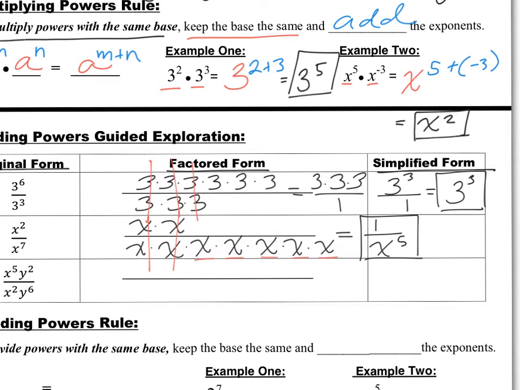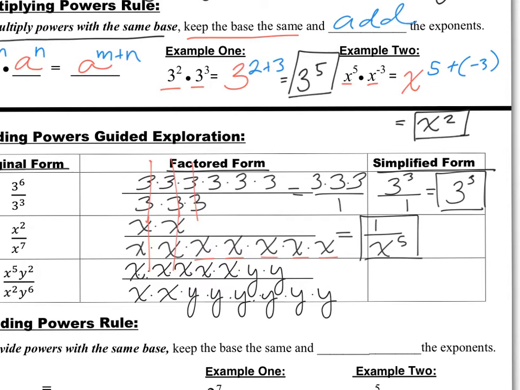In our third example, let's go ahead and factor out x to the 5th and y to the 2nd, y times y. On the bottom we have x to the 2nd power, so 2 x's and 6 y's. If we simplify our factored form, what do we have left here? So we have 1, 2, 3 x's, so x to the 3rd power, divided by 1, 2, 3, 4 y's, so y to the 4th power.